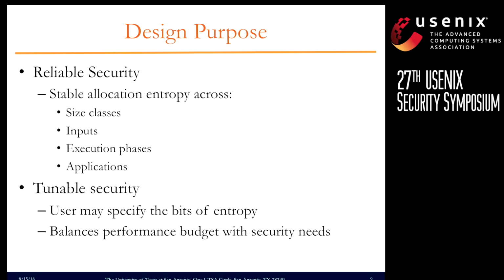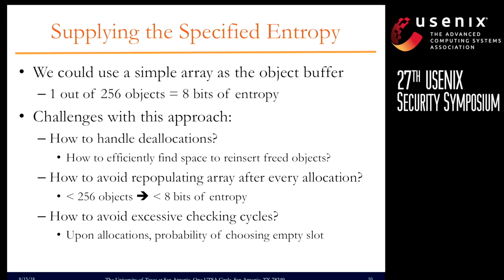So to achieve these goals, we need to talk about how we can achieve a specific level of entropy. A basic approach to this problem might be to simply use an array of a particular size, which will act as an object buffer. For example, if we populated this array with 256 objects, then randomly choosing one from amongst them would give us 8 bits of entropy. Of course, this introduces a couple of challenges.